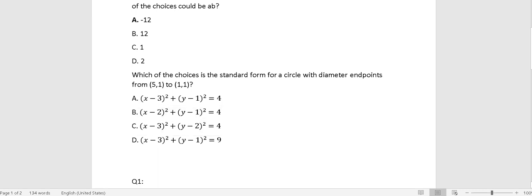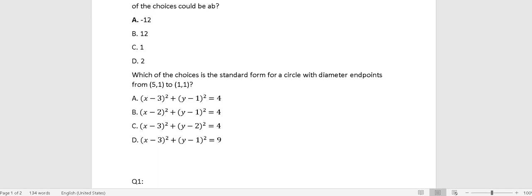Now, question 4. Which of the choices is the standard form for a circle with diameter endpoints from 5,1 to 1,1? Now, this is more advanced math. It requires you to write the standard form of a circle.